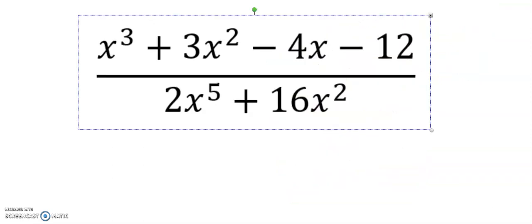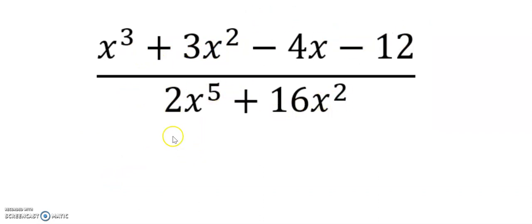Next one. Here, we've got x to the third plus 3x squared minus 4x minus 12 over 2x to the fifth plus 16x squared. So we need to try to simplify. Again, we can't just start crossing off x terms. Like I see, oh, I've got an x squared and an x squared. I can't do that. It doesn't work. Because of the addition and subtraction here, those are not factors of the entire numerator and entire denominator.